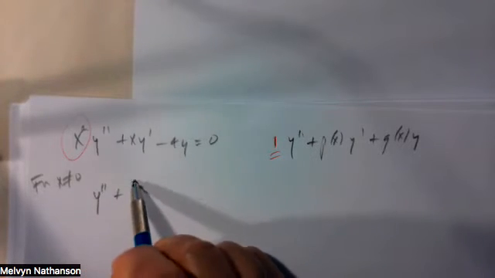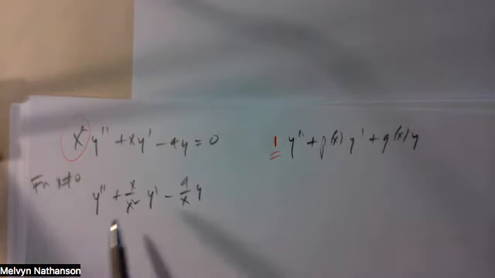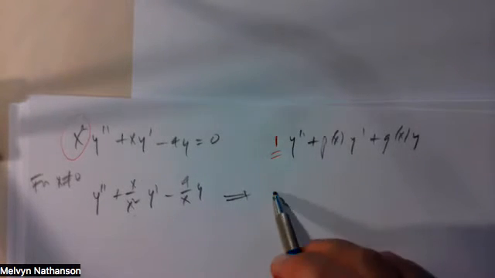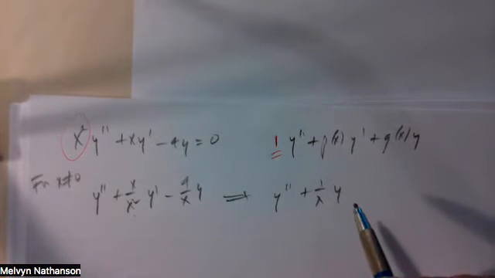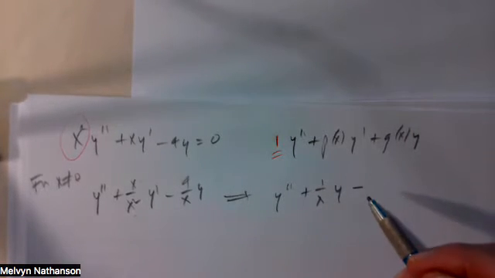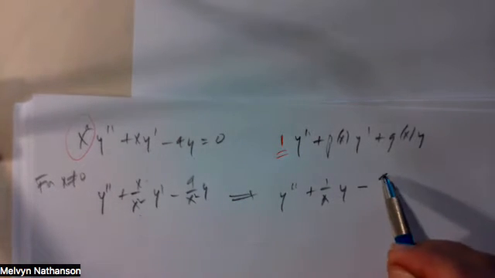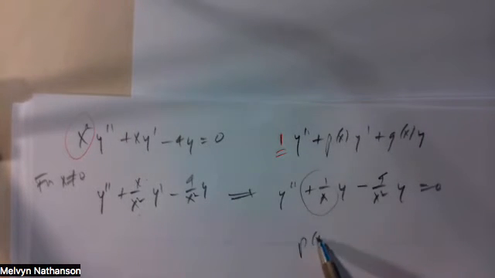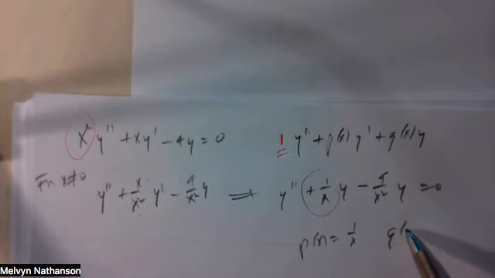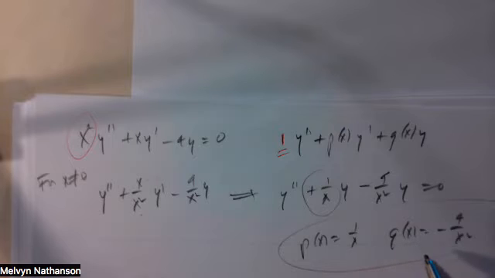You get y double prime plus x over x squared y prime minus 4 over x squared y equals 0. x over x squared is 1 over x. So now my p of x is 1 over x, and my q of x is minus 4 over x squared. And these have to be continuous on some open interval.